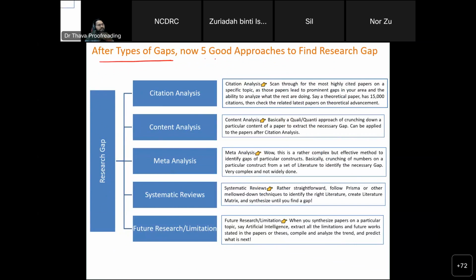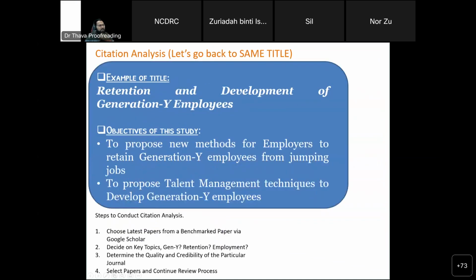Okay, very slim. Now, you already know the types of gaps. What would be the approaches to find those gaps? How to find this? These are the 5 very well-known methods. Citation analysis, content analysis, meta-analysis, systematic reviews, future research, and limitations. Okay, now we are going into citation analysis.